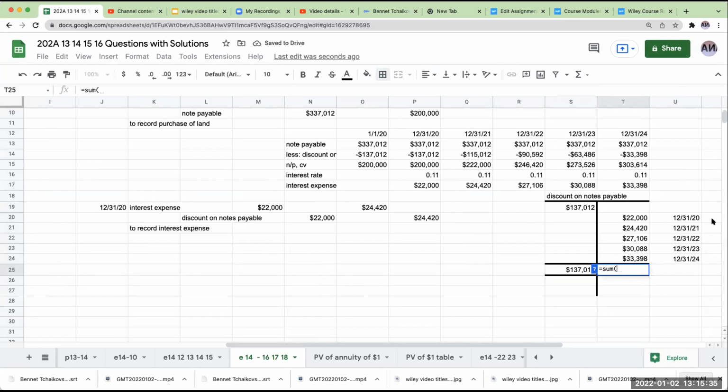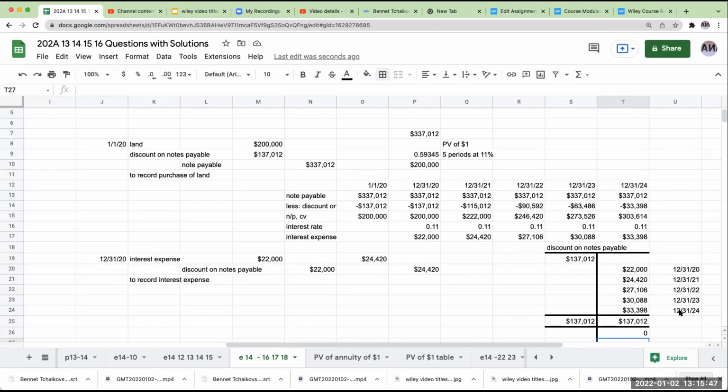So by the end of this time, I've gone through and I've amortized this all throughout in terms of my interest expense, or I'm basically recording interest expense when I pay off the note, which would be a debit to note payable, credit to cash for $337,000. By that time, I've fully amortized the discount. So that's what I'm looking at when I go through and do this part of the question.